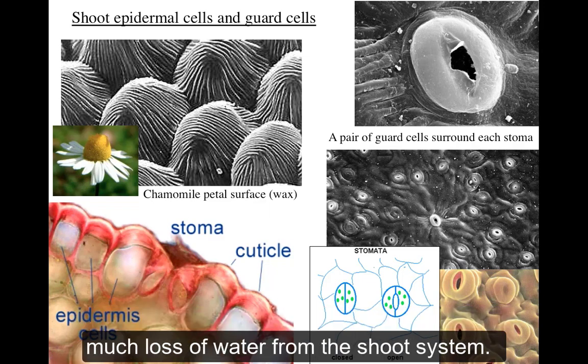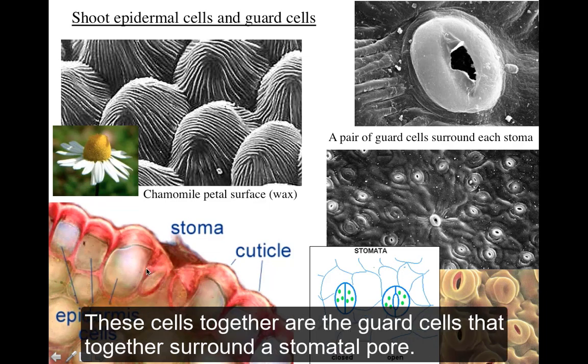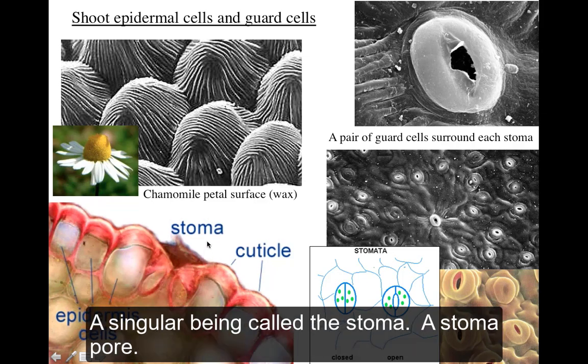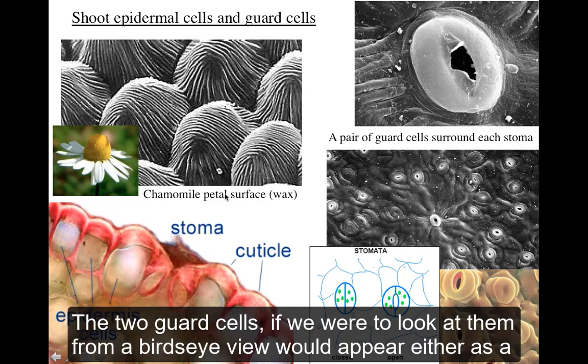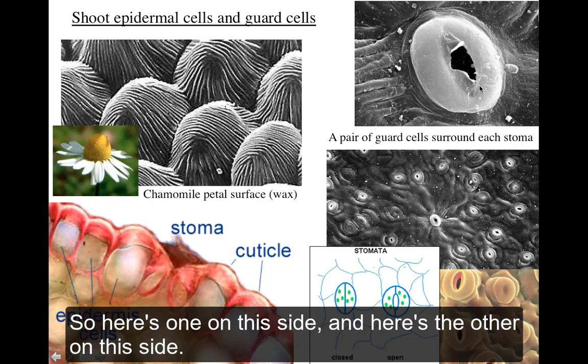from the shoot system. There's also an important pair of cells right here. Here's one, and here's the other. These two cells together are the guard cells that together surround a stomatal pore, a singular being called the stoma, a stoma pore. The two guard cells, if we were to look at them from a bird's eye view, would appear either kidney bean or sausage shaped. So here's one on this side, and here's the other on this side.